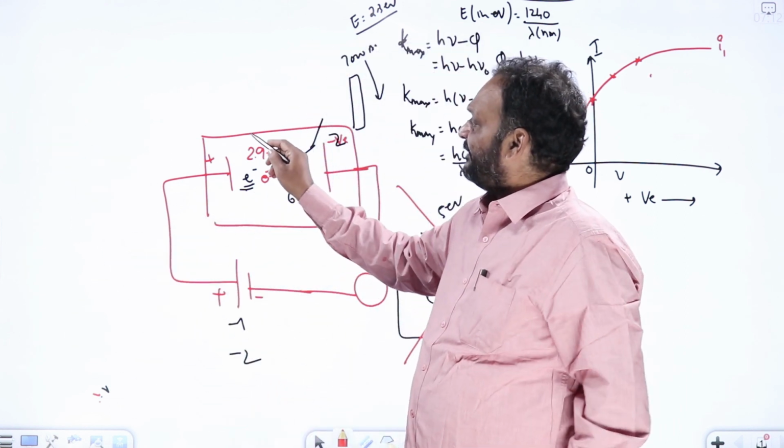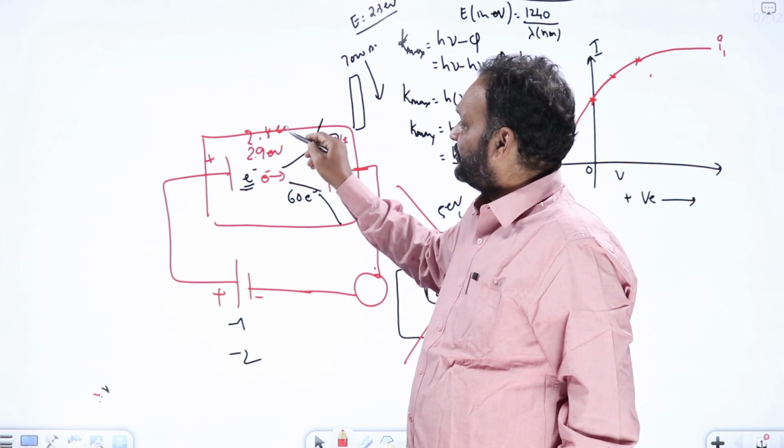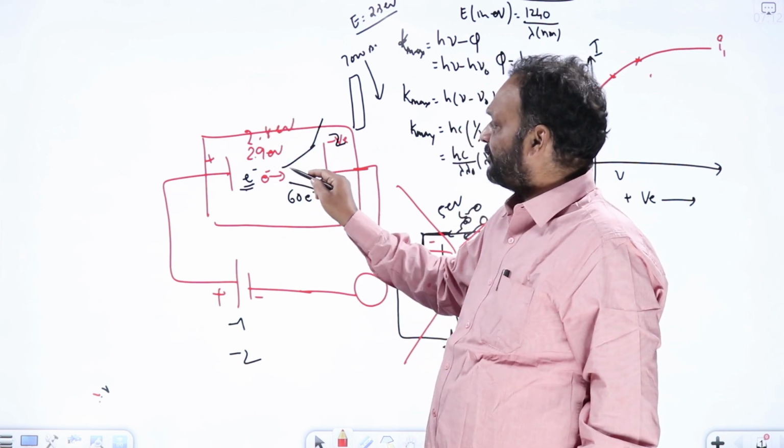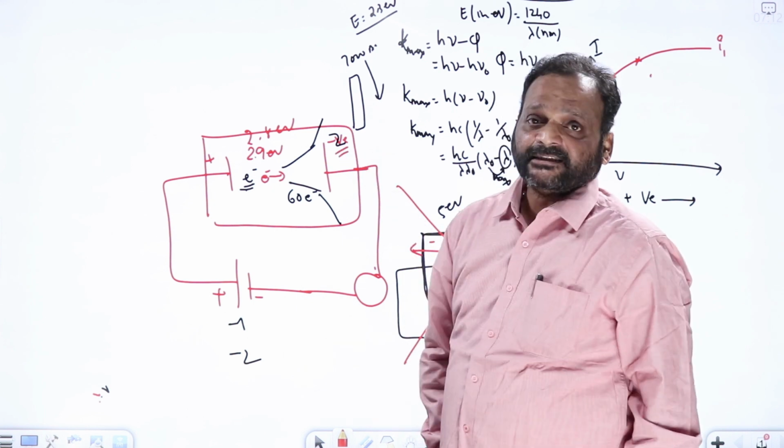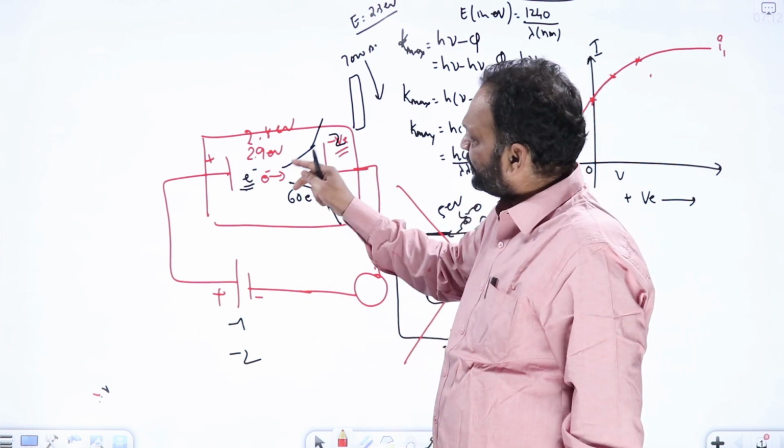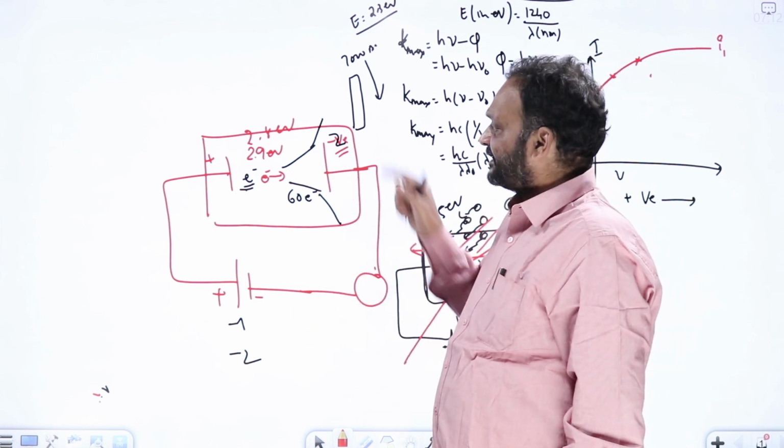These electrons are having 2.9 electron volts of energy. Some of them are moving straight towards this metal plate. Our negative potential of 2 volts cannot stop them. So they will overcome that negative potential and still reach the plate.